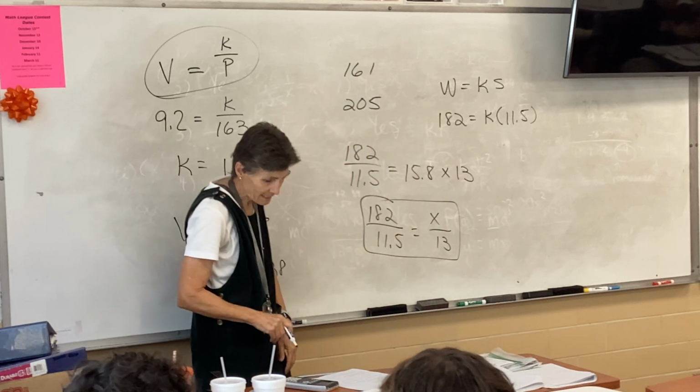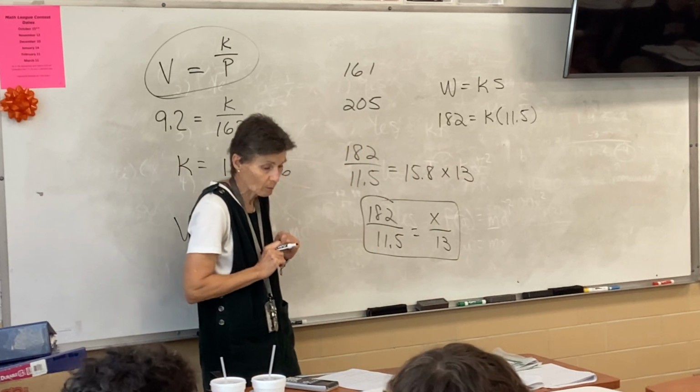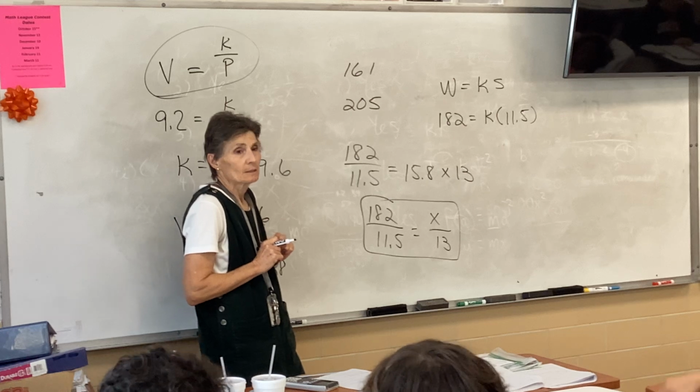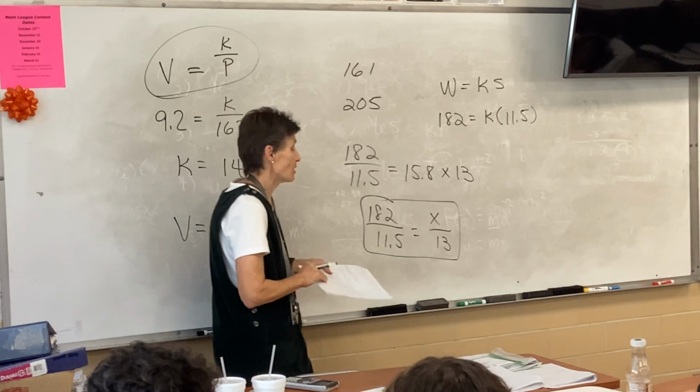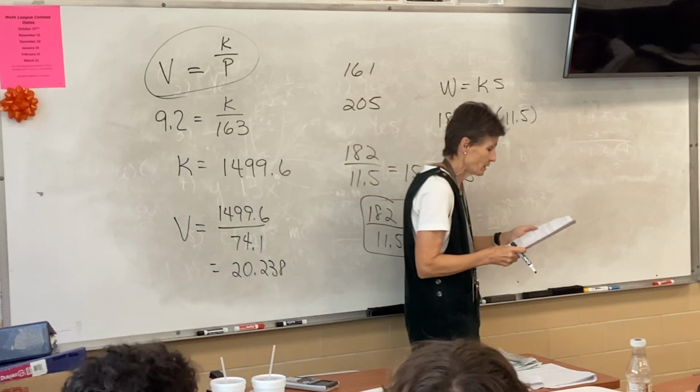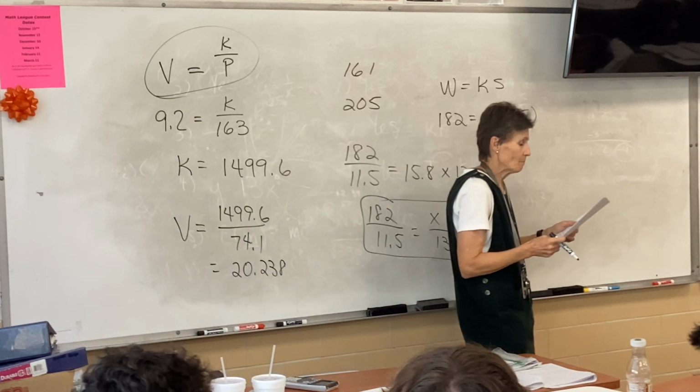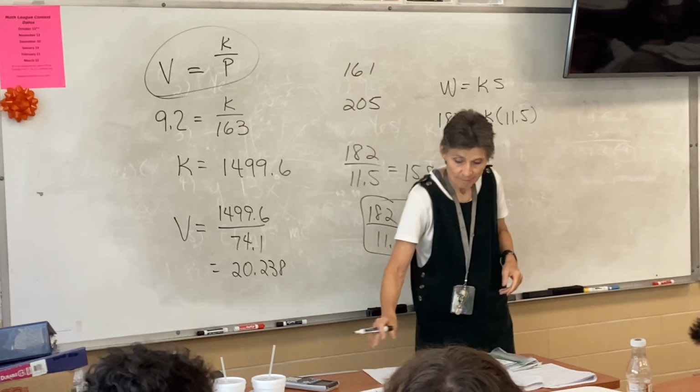All right, did everybody get 205.739? Okay? All right, 2.2 is also due on Thursday. Here we go with 2.3.